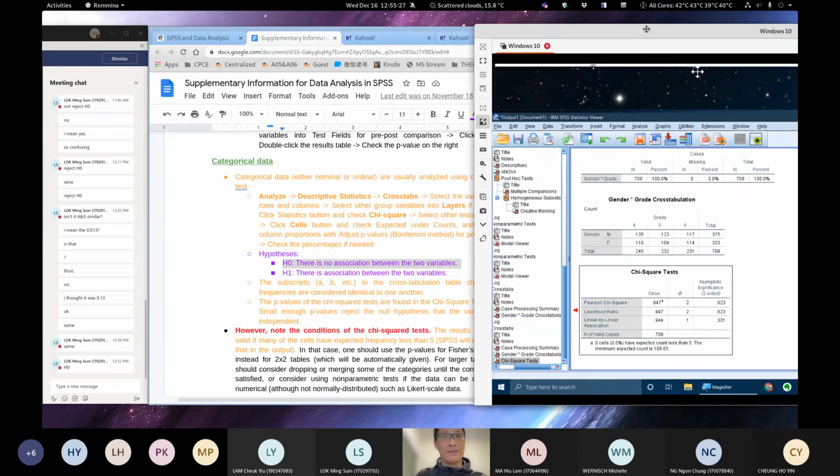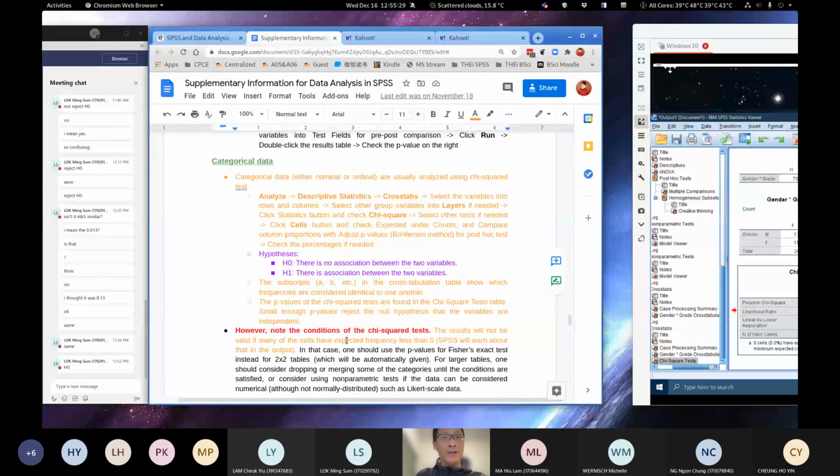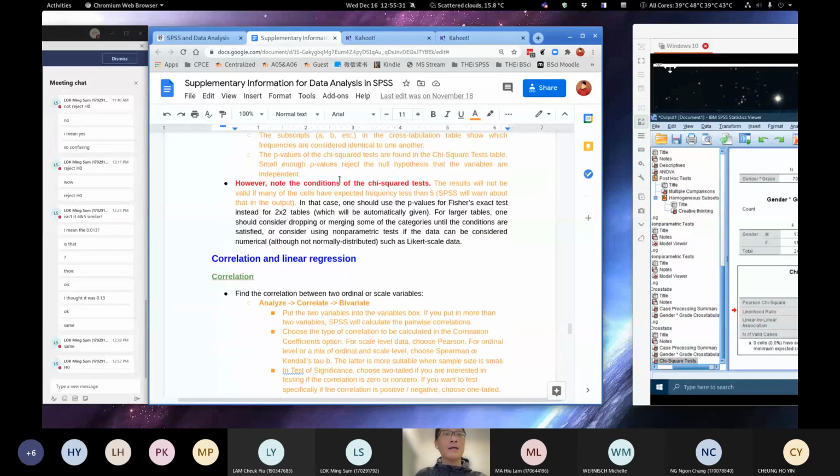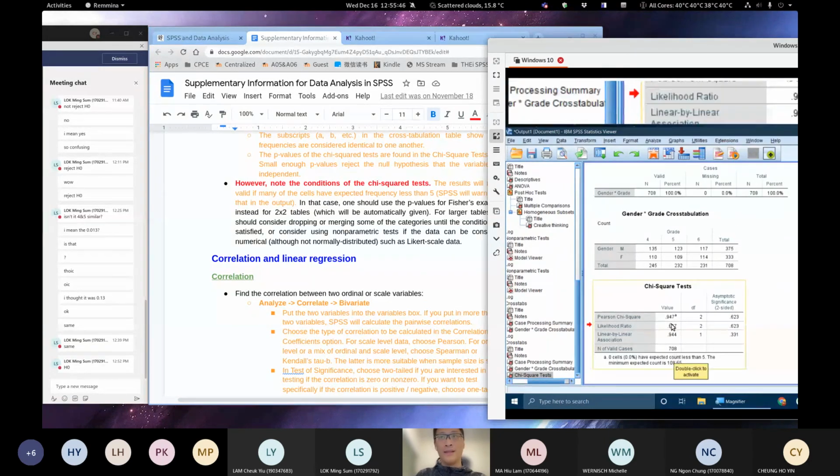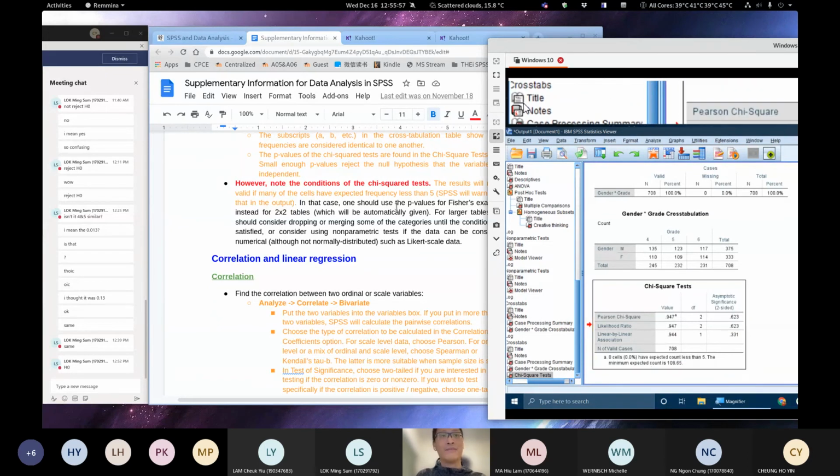I have written down this point in my notes here. The result will not be valid if many of the cells have expected frequency less than 5. And SPSS will warn you about that below the table, like this. But in this case, we have no problem because we don't have any such cells. But sometimes you might have some cells with expected count less than 5.